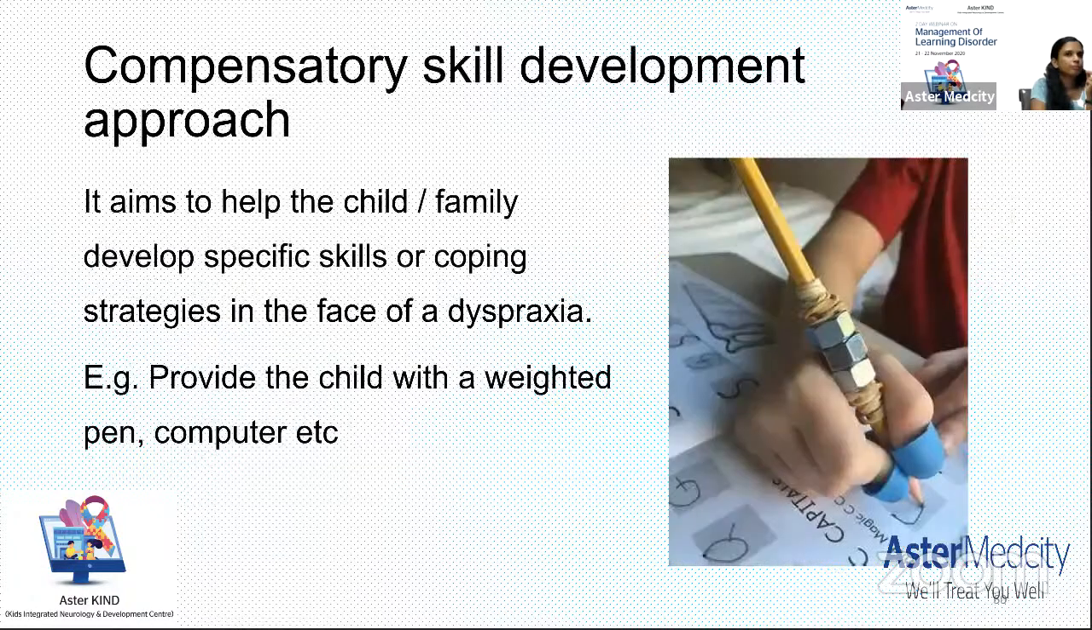And the last thing is compensatory skill development approach. So this aims to help the child and family to develop specific skills or coping strategies in the face of dyspraxia. For example, if the child is not able to hold the pencil properly, then we are adding weight onto the pencil and adding extra grip for the pencil. Or we can suggest use of computer, etc.